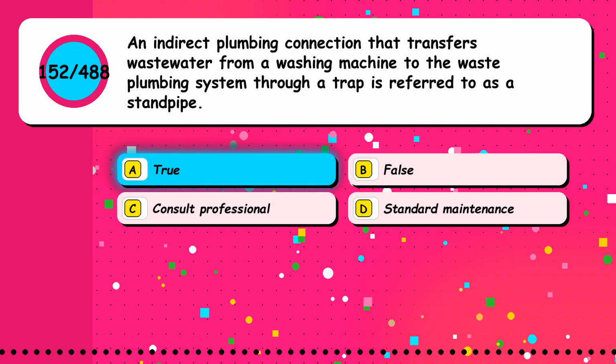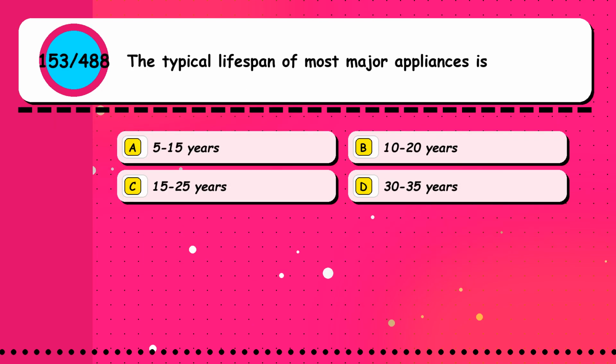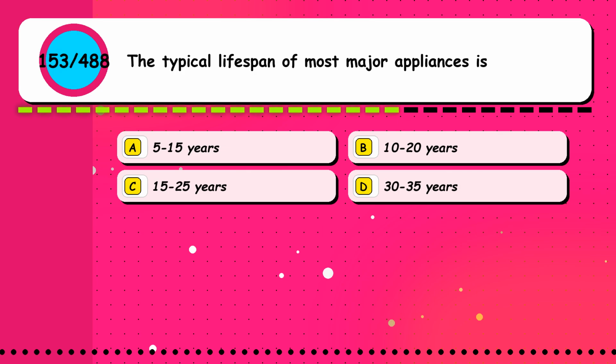The correct answer is option A, true. Question 153. The typical lifespan of most major appliances is: option A, 5 to 15 years. Option B, 10 to 20 years. Option C, 15 to 25 years. Option D, 30 to 35 years.